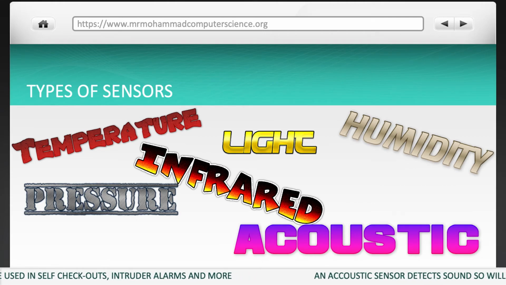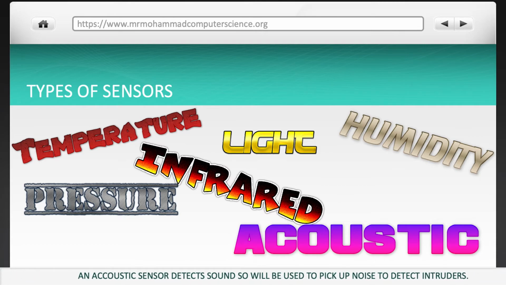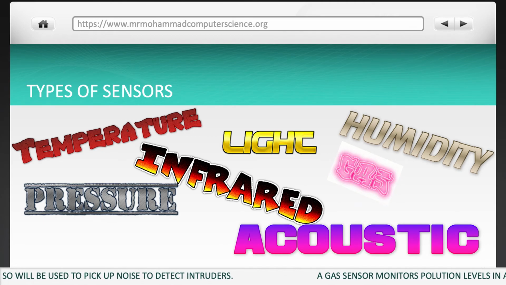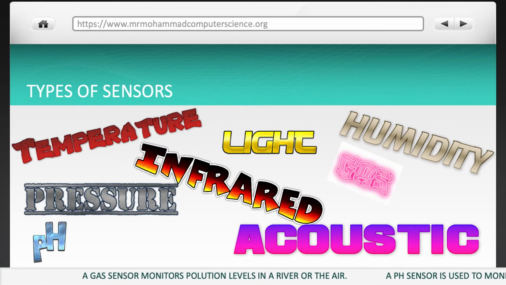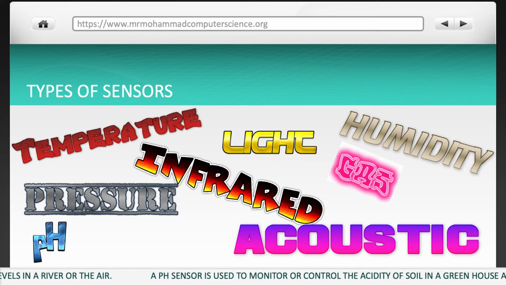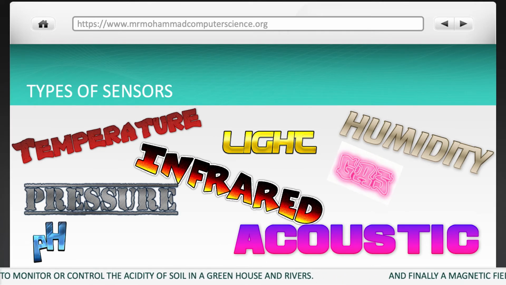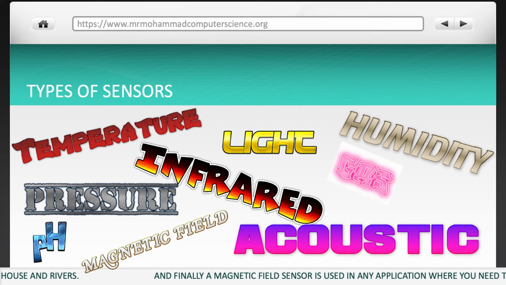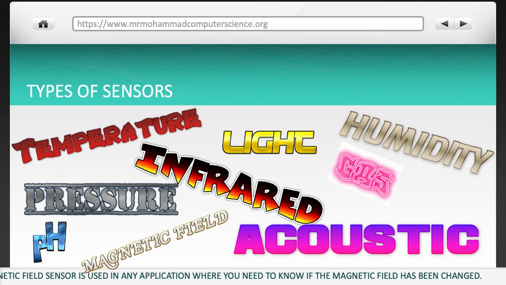An acoustic sensor detects sound, so it will be used to pick up noise to detect intruders. A gas sensor monitors pollution levels in a river or the air. A pH sensor is used to monitor or control the acidity of soil in a greenhouse and even in rivers. And finally, a magnetic field sensor is used in any application where you need to know if the magnetic field has been changed.